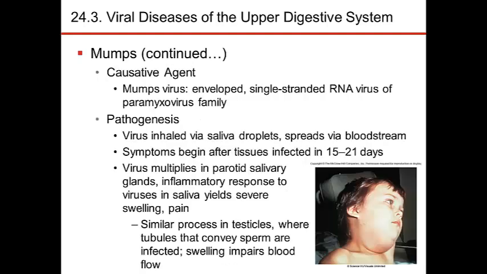Mumps is caused by a paramyxovirus with a negative strand, non-segmented RNA genome that encodes about 9 different proteins. The viral hemagglutinin neuraminidase and the fusion proteins are responsible for cell binding and entry of the virus into cells.